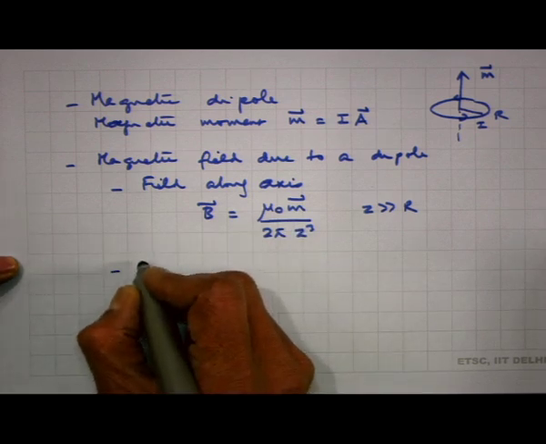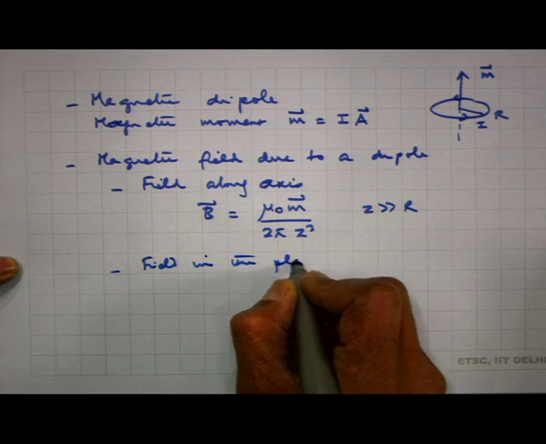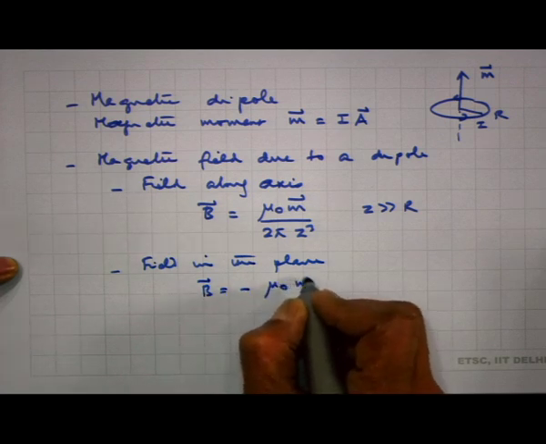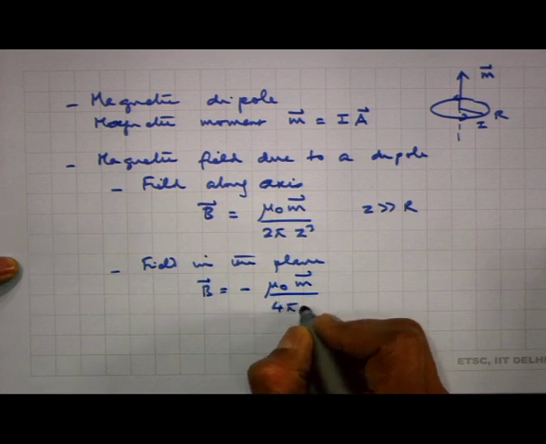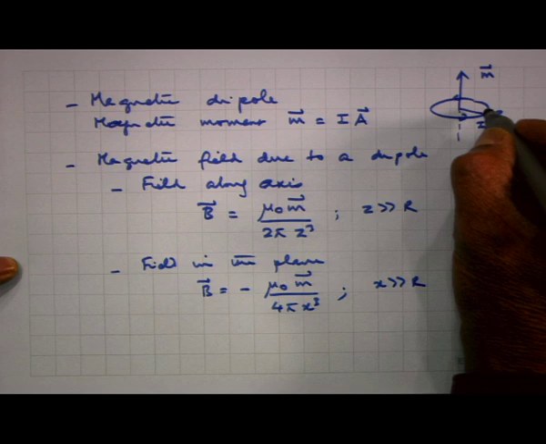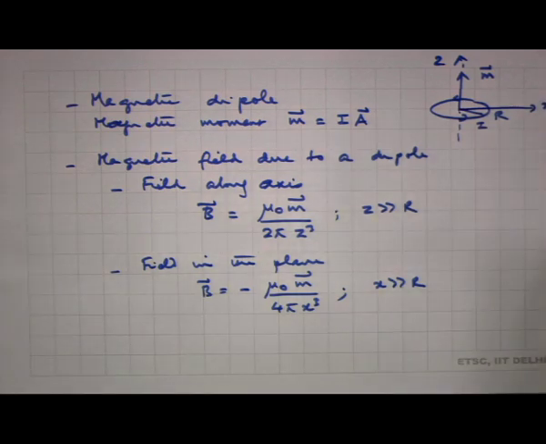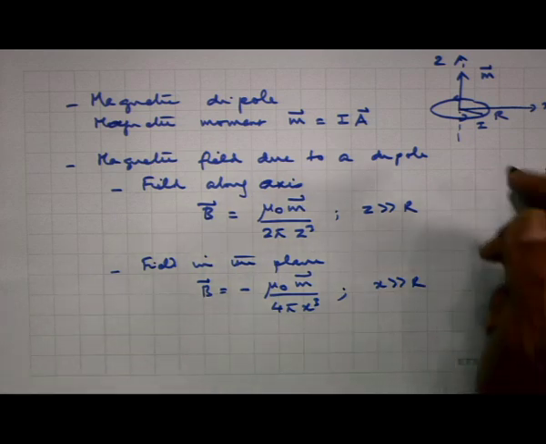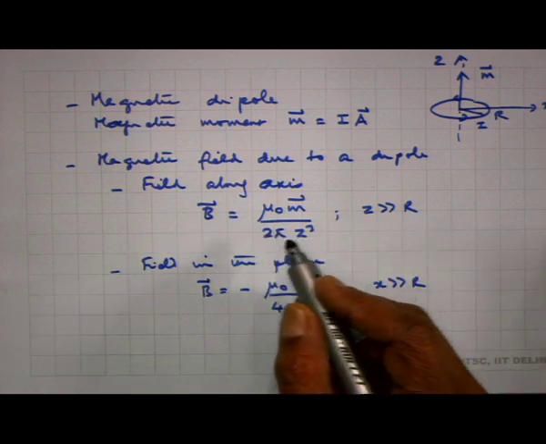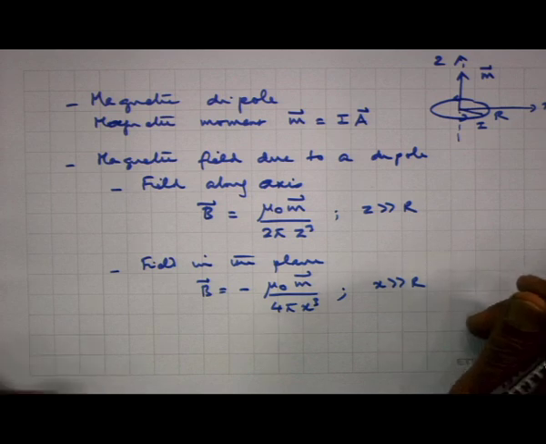Similarly, we had done a calculation for the field in the plane, and B was equal to minus mu naught m by 4 pi x cube, where x is much greater than r. So, we had assumed this is the z direction, this is the x direction, and so far away from the dipole, the magnetic dipole field along the axis is mu naught m by 2 pi z cube. It is parallel to the magnetic dipole moment, and the field in the plane is minus mu naught m by 4 pi x cube.